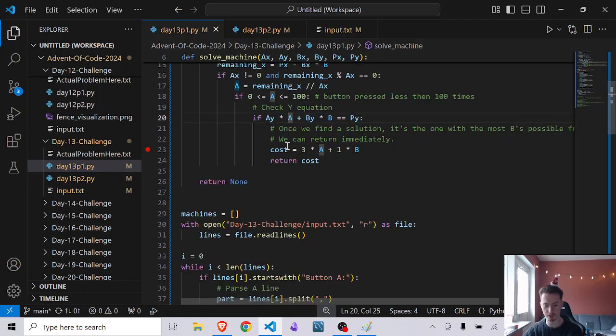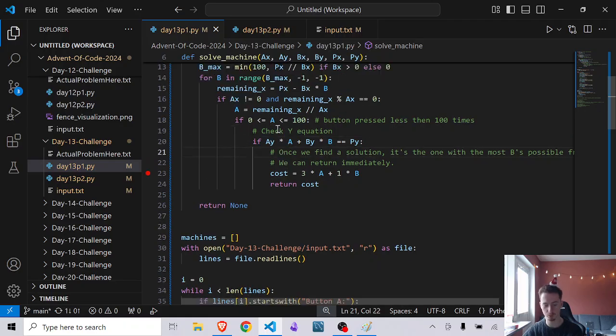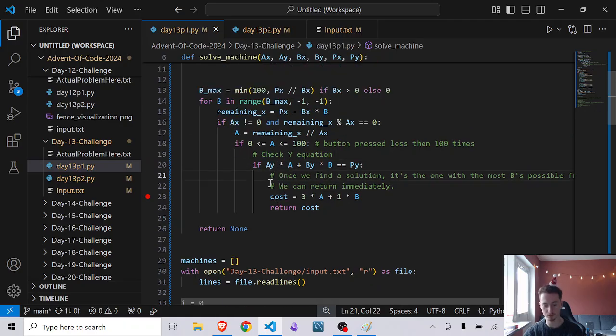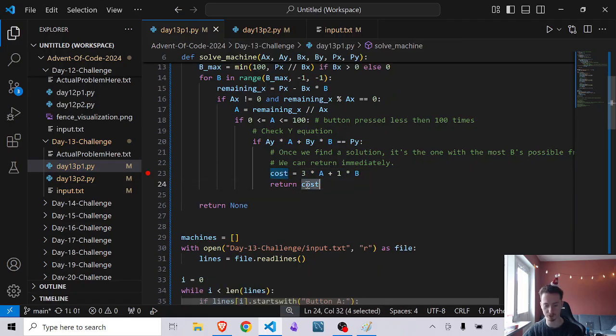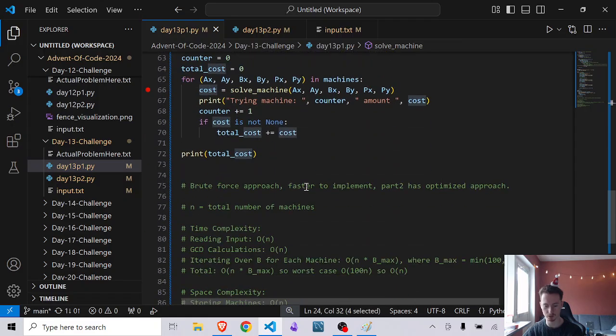So we check this, and once we found that both the x side and the y side are true, then we have found the solution, and it is the most efficient solution. And we calculate it. So the A button costs 3 tickets and the B button costs 1 ticket. We add them together and we get the cost. So we return the cost and then we add it to the total.